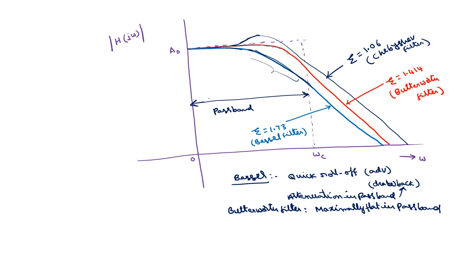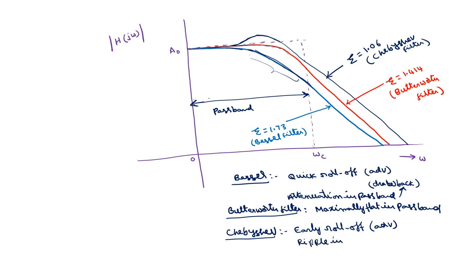Coming to the Chebyshev, this has roll off even before the Bessel; the roll off starts here itself. Even better than Bessel, but there will be ripple in the pass band. This is the advantage, the drawback is ripple in the pass band. So among the three, Butterworth actually has the moderate response. So mostly we will use the Butterworth filter for the design of active filters.